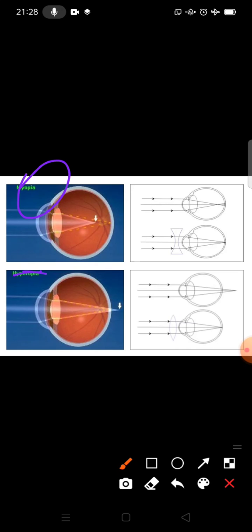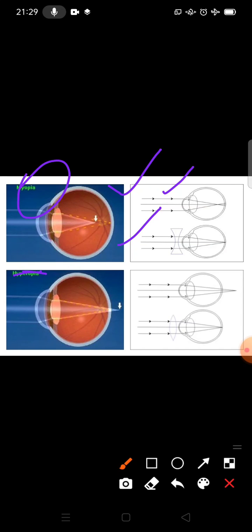The common defect is myopia, which is short-sightedness. In this defect, a person can see nearby objects but cannot see distant objects clearly, and this defect can be corrected by using a concave lens.